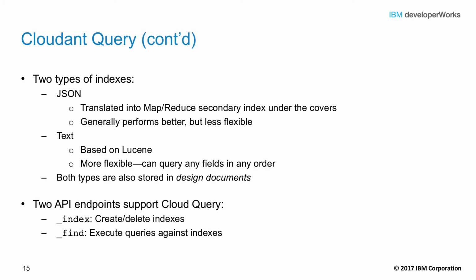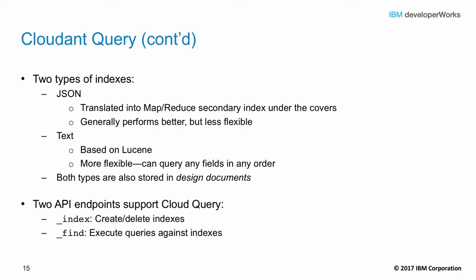There are two types of indexes, JSON and text. A JSON index is translated behind the scenes into a map-reduced secondary index. These can run faster, but sacrifice a bit of flexibility in supported selector types. Text indexes in Cloudant query are much more flexible. You can even define a generic catch-all text index across all the fields of the documents to get started, but you'll likely want to build specific indexes when optimizing for performance.